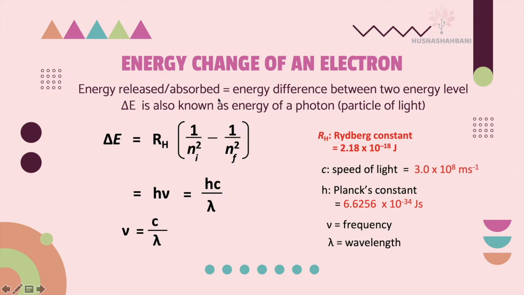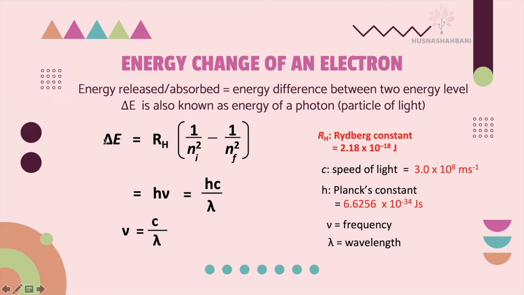Energy released or absorbed is equal to the energy difference between two energy levels, energy change or energy difference. So this is the equation that we got from the previous slide. 1 over n initial squared minus 1 over n final squared, this is the equation that we use to find the energy released or energy absorbed or energy difference or energy change. They are the same thing.